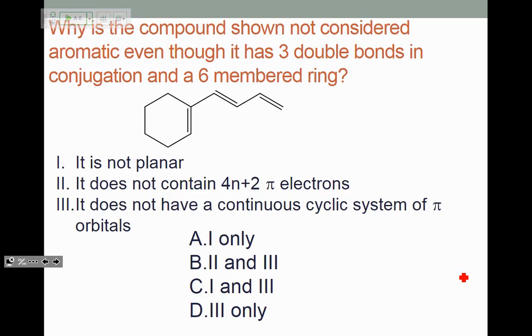It's not part of a ring. If your pi bonds are not in a closed ring, it's not aromatic. Just as there's a ring there, our p orbitals are not part of the ring. This is sp3. This is sp3. This is sp3. This is sp3. What we would term this, non-aromatic.